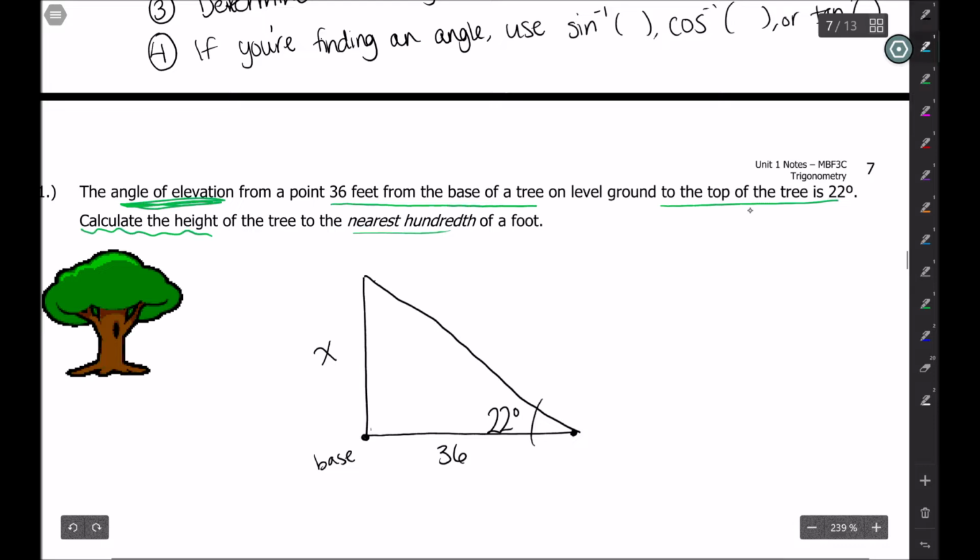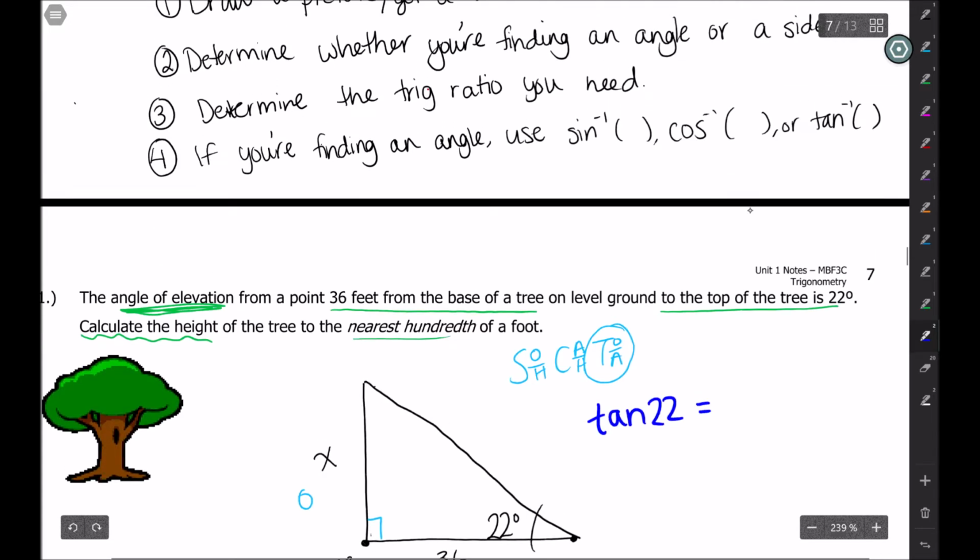So now, right here, I know that this x is the opposite because it's across, and I know this 36 is the adjacent because my right angle is here, so that has to be the hypotenuse, okay? So we'll write out SOHCAHTOA, and the trigonometric ratio that uses opposite and adjacent is tangent. So I'm going to write out the tangent of my angle, which is 22 degrees.